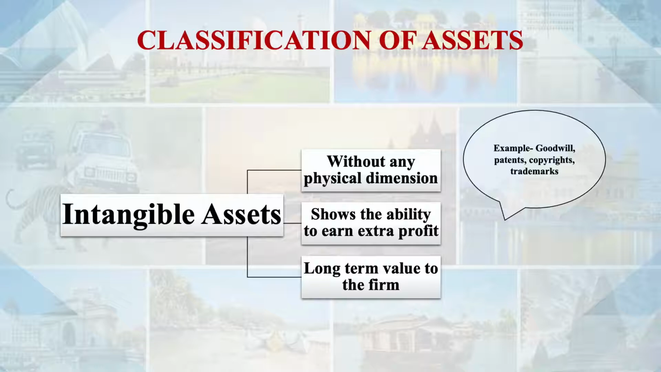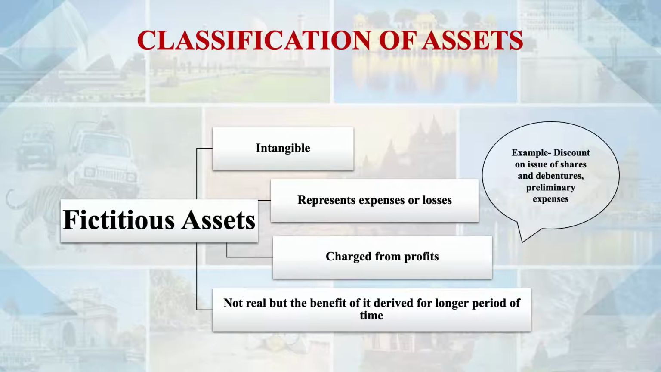Now one more category is there, that is fictitious assets. Fictitious, that is fake. The name itself says fake. It is just for a namesake. Then they are intangible. They don't have any physical dimensions, but they represent expenses or losses for the firm. Now, take it as an example that company issues the shares, and at the time of issue of the shares, some discount is allowed to the shareholders. Now, this discount is a kind of loss, but you cannot show it. It is just a loss, and you can always charge this from your profit. So they represent the expense or losses. Then not real. They are not real. Company has given the discount, and because of that discount, the shares have been sold. But it is not real.